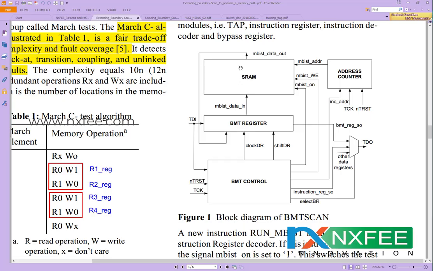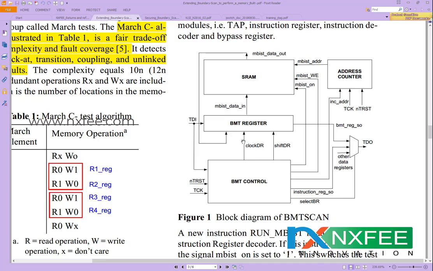the data, and it will read the data again. Then it will test the data with the support of this BMT controller. Test means comparing the data. If it matches, meaning it is the same data, the error will not occur, so we are ready to bypass the data to the TDO. If an error happens, we need to indicate that this data has an error, so we create a fault signal to the TDO.